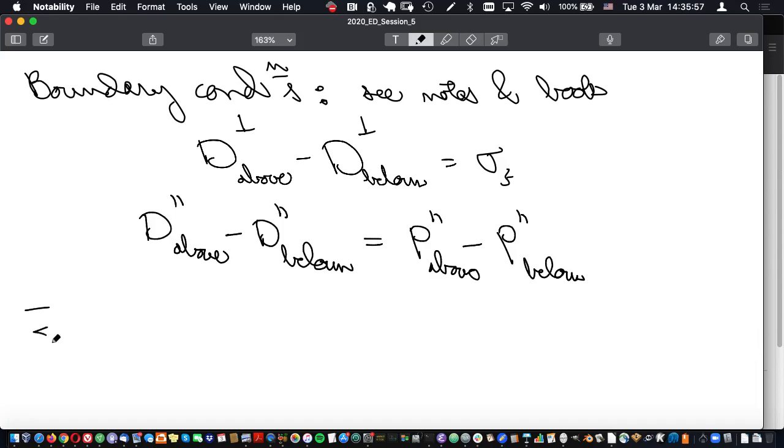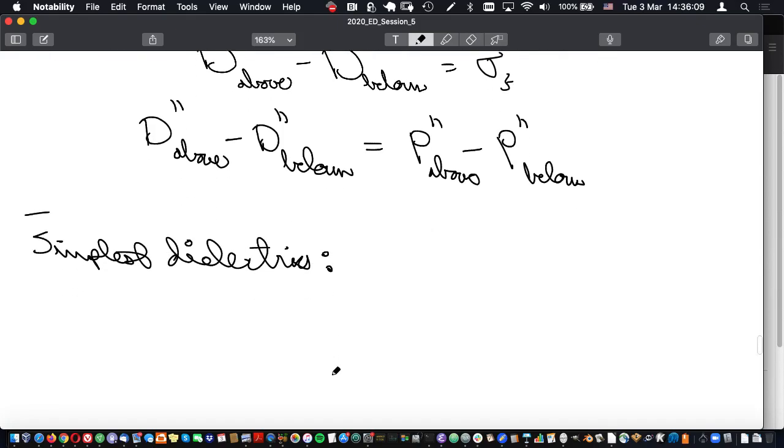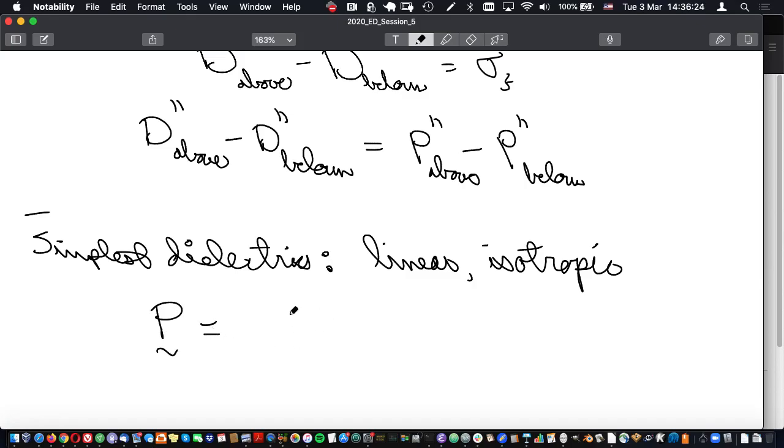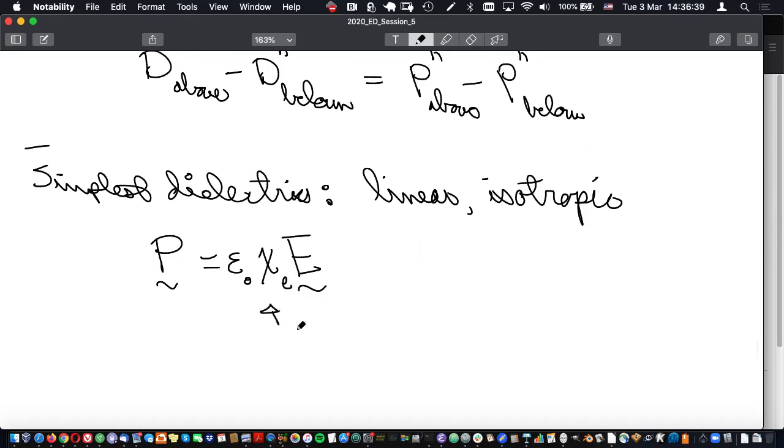Now just a few more notes. The simplest dielectrics are linear and isotropic. So what does that mean? In mathematical language, it means that the polarization is simply proportional to the applied electrical field. And this constant of proportionality, we just put epsilon 0 here, and now we will put another thing here, chi e, which is called the electric susceptibility.